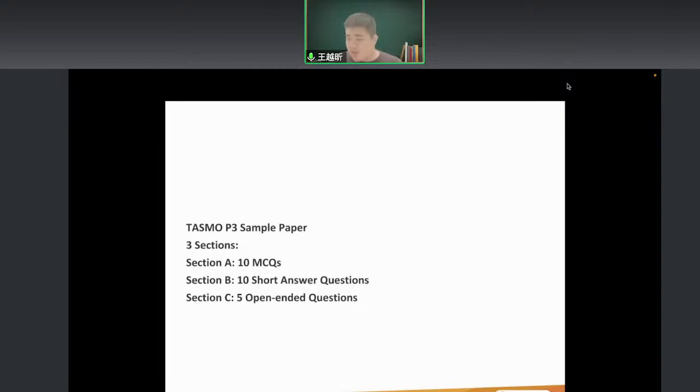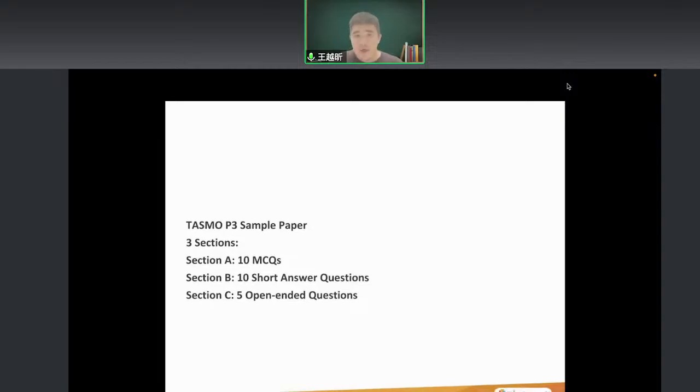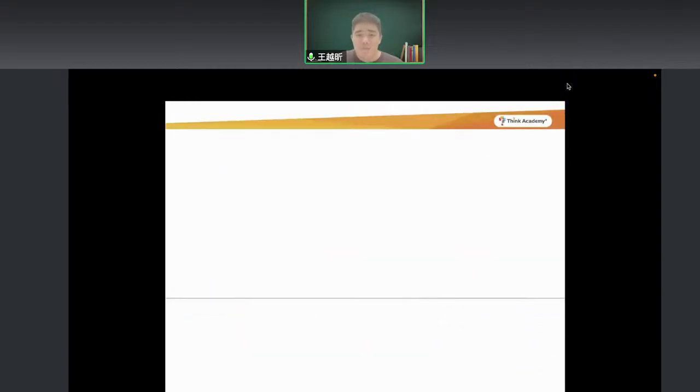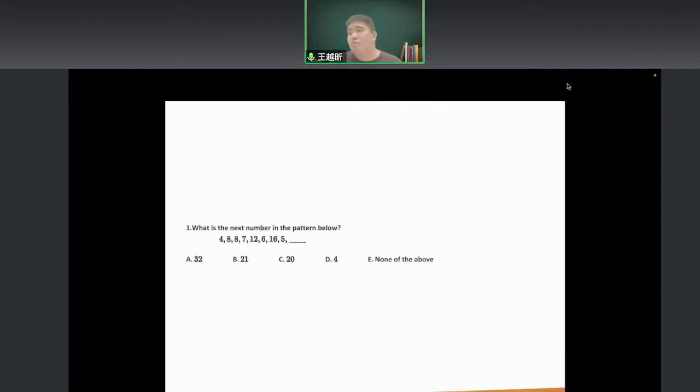Let's look at question 1. In section A, these 10 multiple choice questions are generally not very difficult. Most of them are GEP level questions. This one is just a pattern, a typical GEP question. You can see the pattern here: 4, 8, 12, 16. The next one, of course, should be 20.